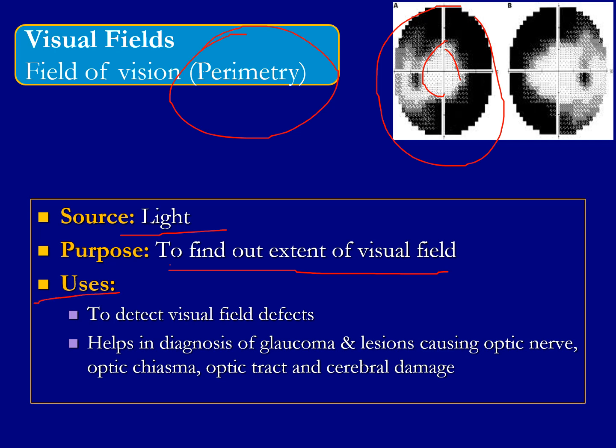And the uses of the visual fields are to detect the defects in the visual fields and to help the diagnosis of the glaucoma and the lesions causing the optic nerve, optic chiasma, optic tract and cerebral damage. So with the help of the visual fields, we can diagnose glaucoma and different pathologies of the optic tracts.